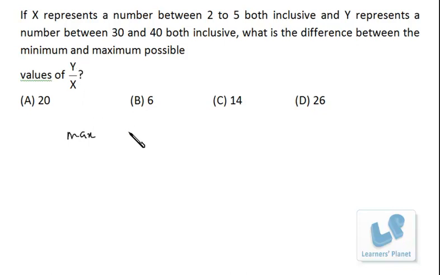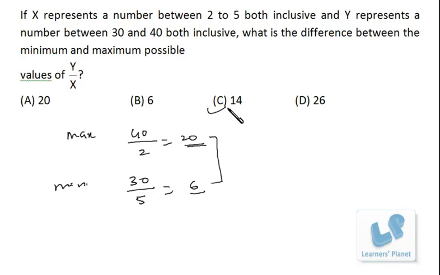That means the denominator should be minimum. So maximum of y will be 40 and minimum of x will be 2. So the maximum value of y by x is 20, and for the minimum value the numerator should be least and the denominator should be highest. So the least numerator will be 30 and the highest denominator will be 5. So the minimum value of y by x will be 6. Now we have to find the difference between these two, which is 14. Quite a simple problem.